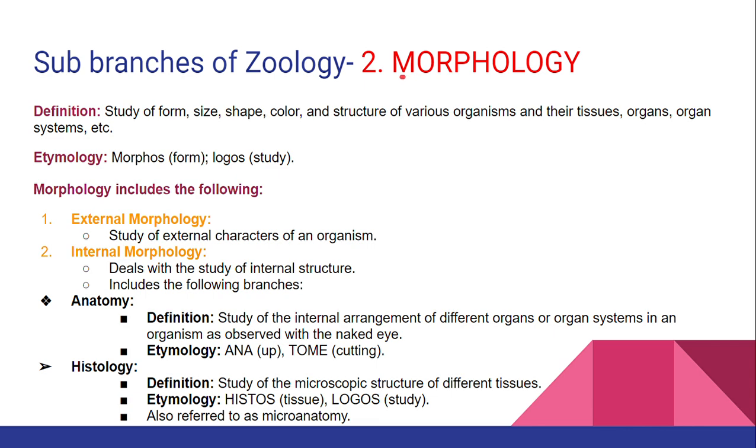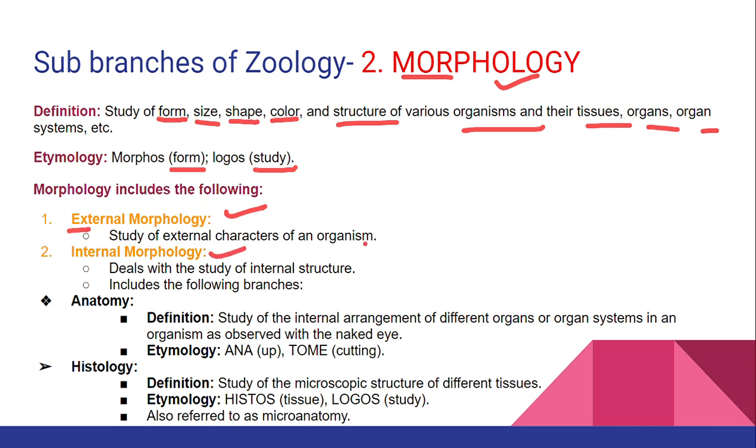Then what is morphology? Morpho means form and logy means study. So the study of form, size, shape, color, or the structure of any organism or its tissue, organ, or system, we call it morphology. Now morphology includes two types: external morphology and internal morphology. When I say external, meaning outside, the study of the external characters we call external morphology.